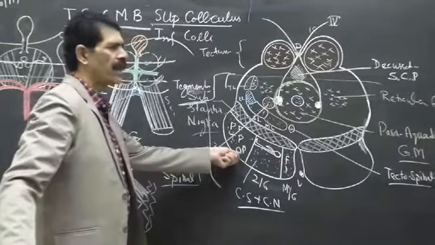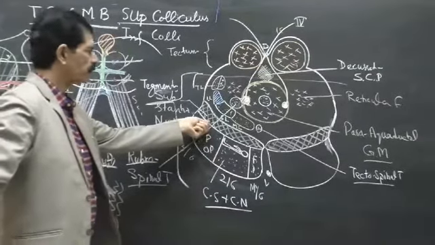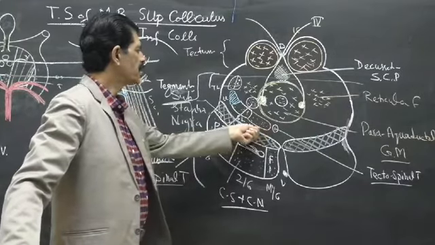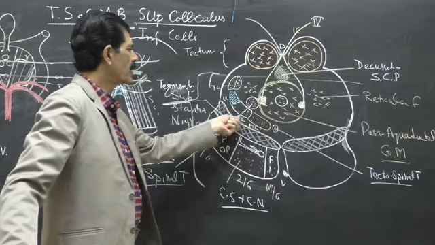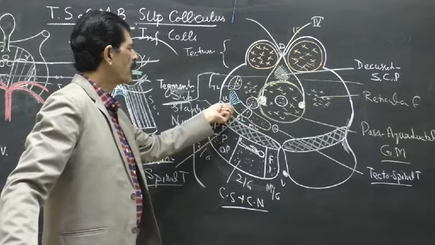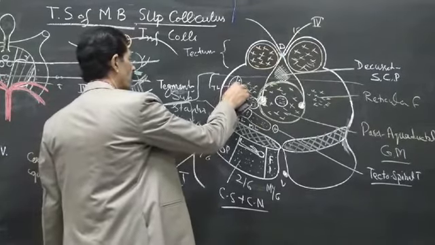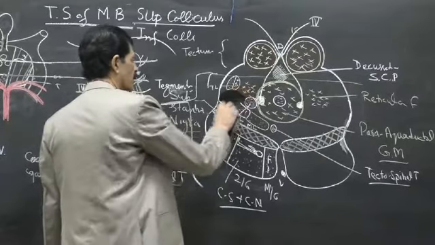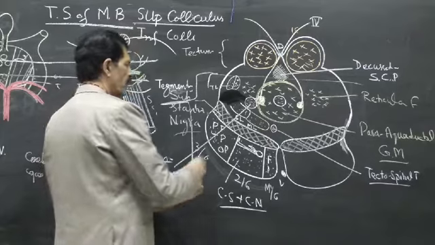Ventrally, the crus cerebri is the same. Substantia nigra is also the same. The medial lemniscus and tectospinal are the same. The spinal lemniscus is also the same. But there is no lateral lemniscus. So you have to remove the lateral lemniscus; if you draw it, you will get no marks. Don't make lateral lemniscus at the level of the superior colliculus.